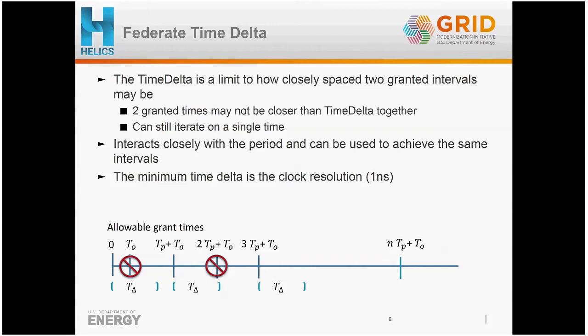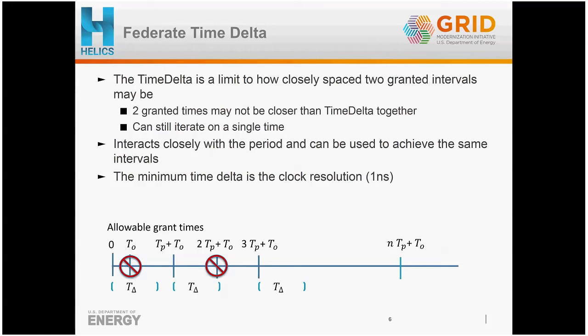So you can see how that impacts this. If you specify a time delta in a period, you can figure out which periods are allowed and which are not, and it'll only grant at specific periods. The minimum time delta on the clock is 1 nanosecond, so that's the minimum default time resolution.